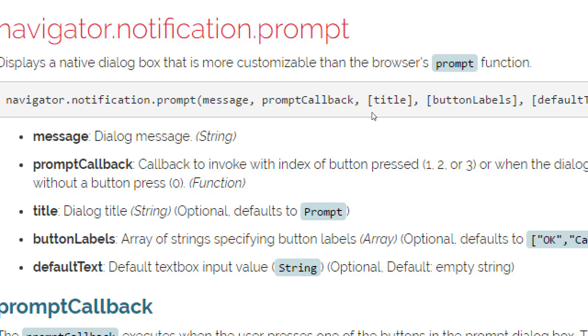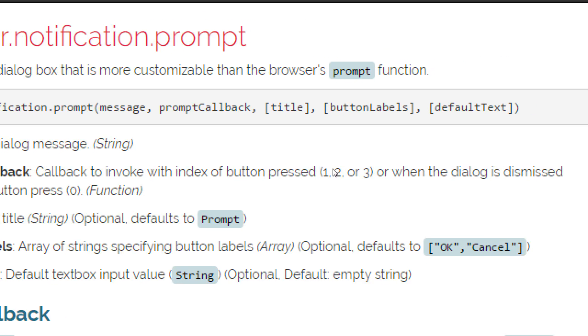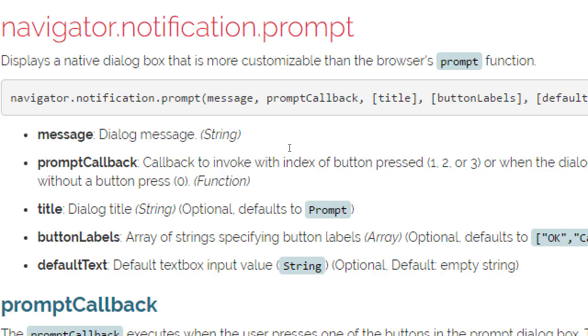Prompt callback. Callback to invoke with index of button pressed, 1, 2, 3, or when the dialog box is dismissed without a button press, which is 0. And this is a function. So this expects a function to go in the second slot, in the second parameter, a result. Because we have the options, we're going to be able to put buttons into this, up to 3 buttons. OK, cancel, maybe. And there's also a zeroth button of closing out the box without making a choice. So there's 4 possibilities in that prompt. Therefore, we need a way to deal with the possibilities of what the person clicked on. A function.